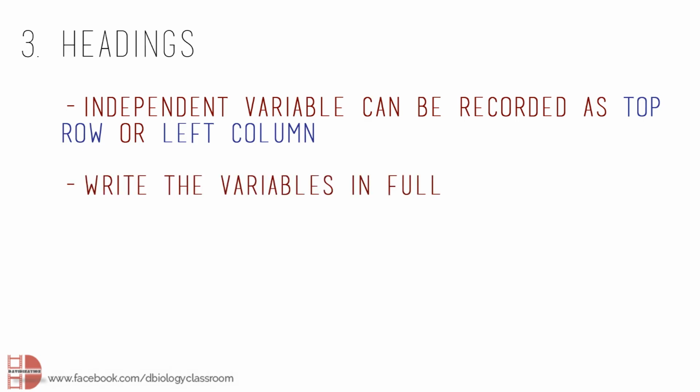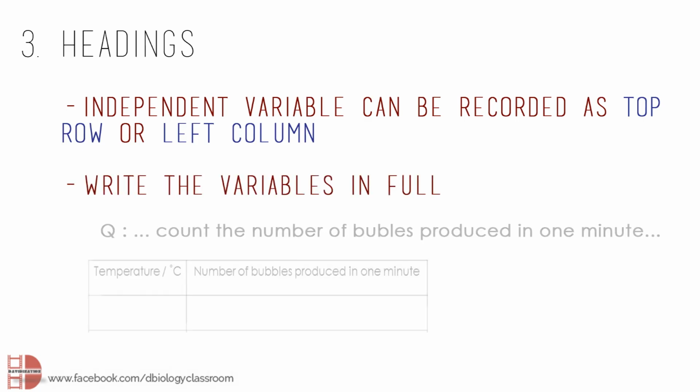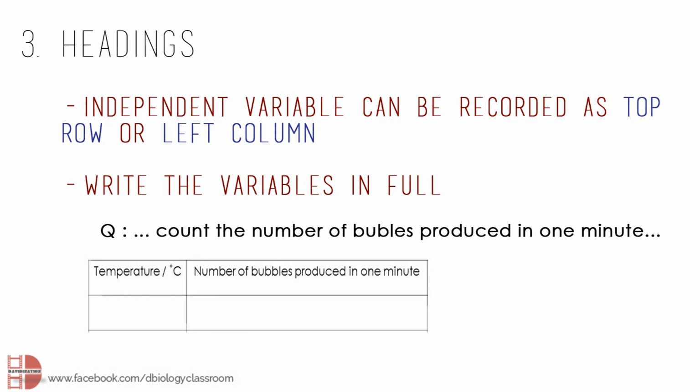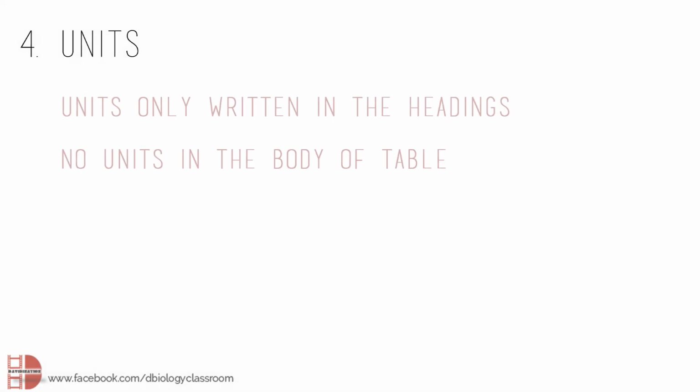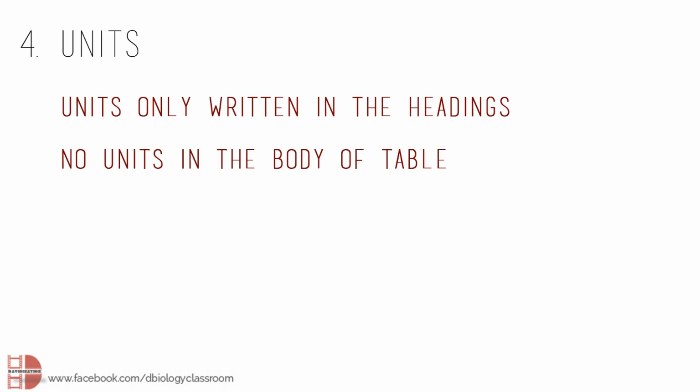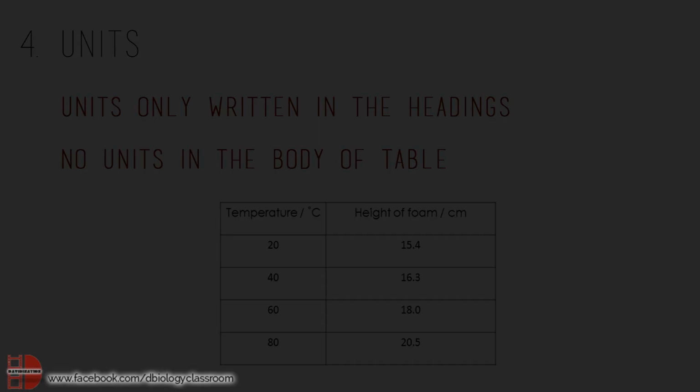Make sure you write down the whole sentence from the question. For example, if the question wants you to record number of bubbles released in 1 minute, do not only write number of bubbles. Make sure all the units are only in the headings. Do not write any units in the body of the table.